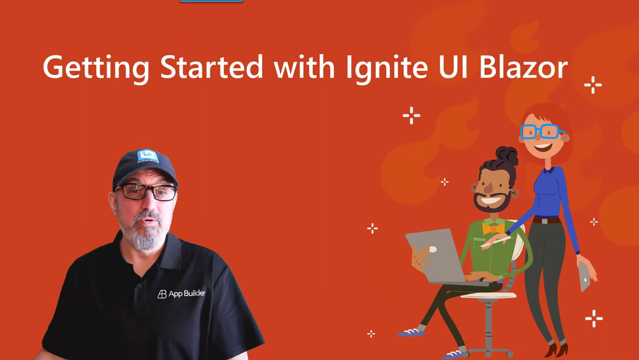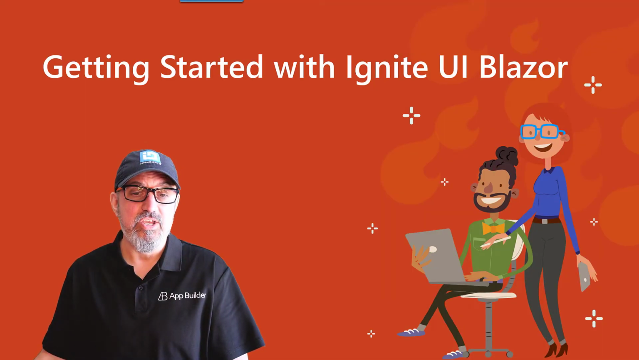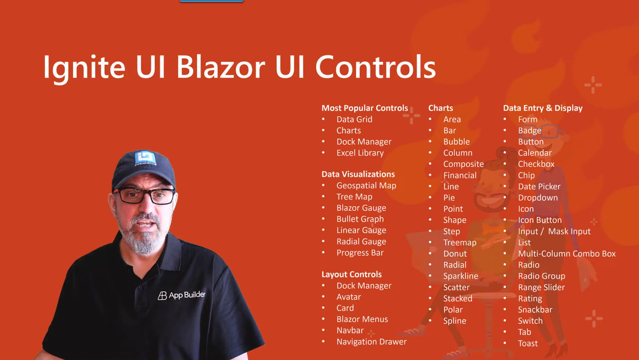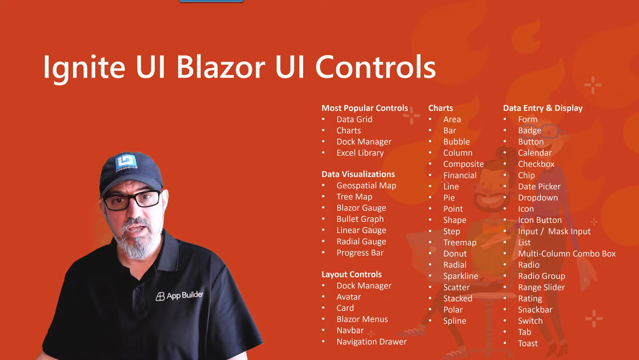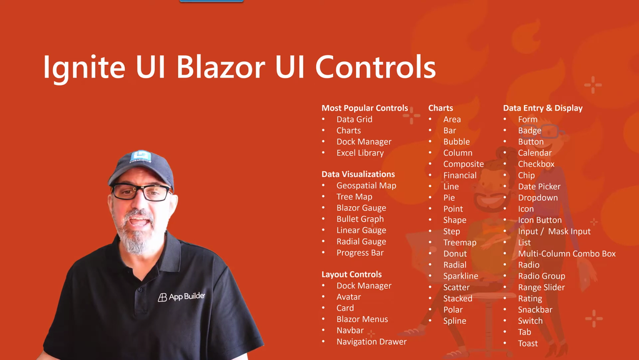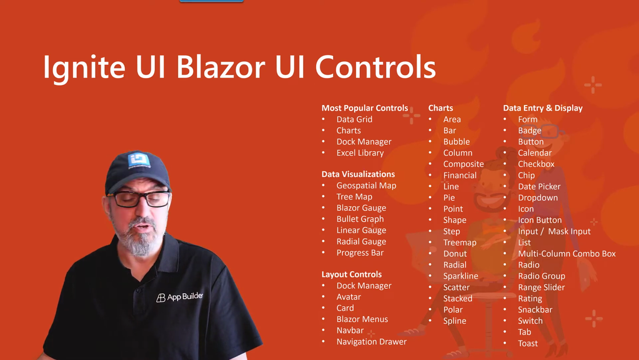In this short video, you're going to learn how to get started with Ignite UI Blazor controls. Ignite UI ships with over 40 UI controls and components and over 50 chart types to build any type of application that you need for your customers.